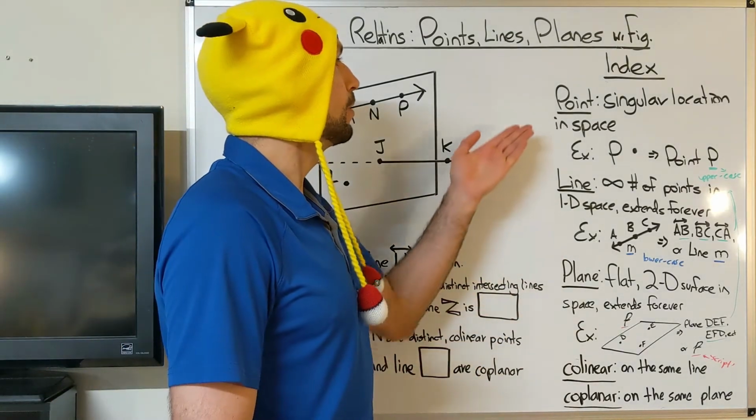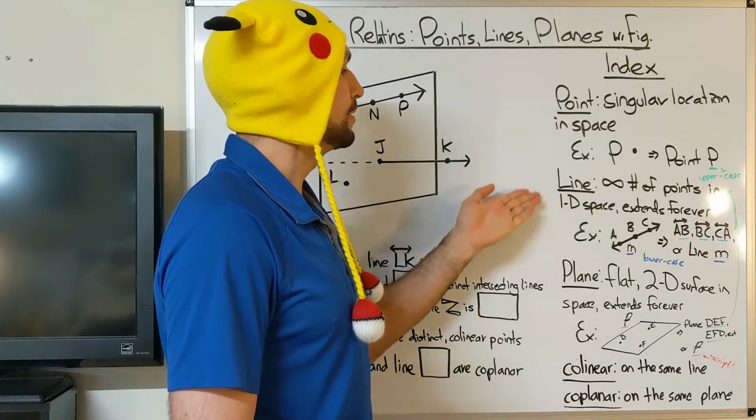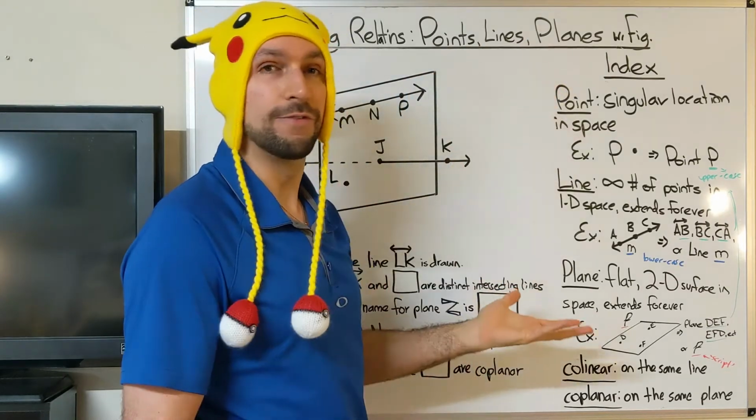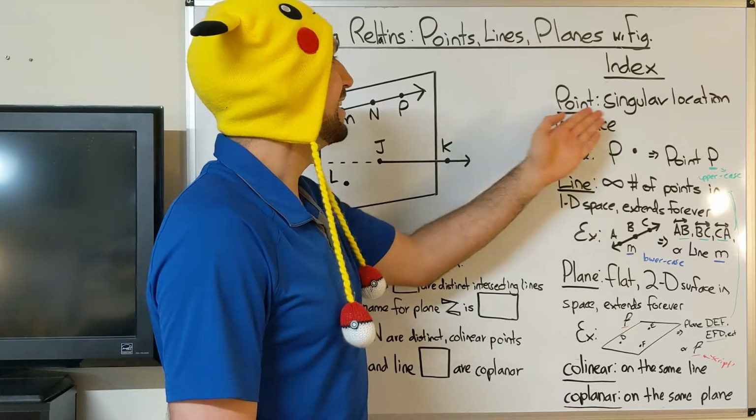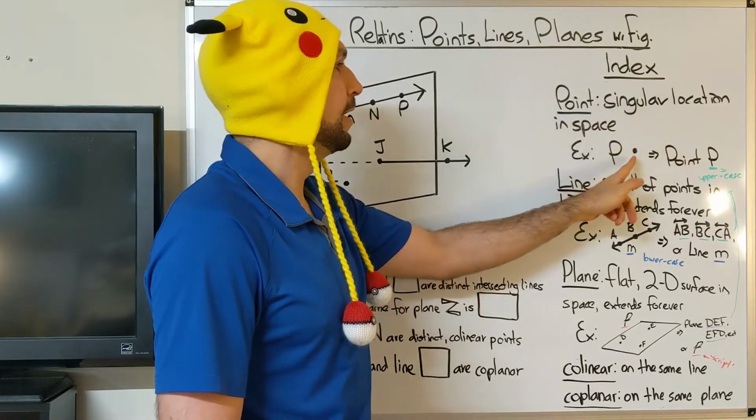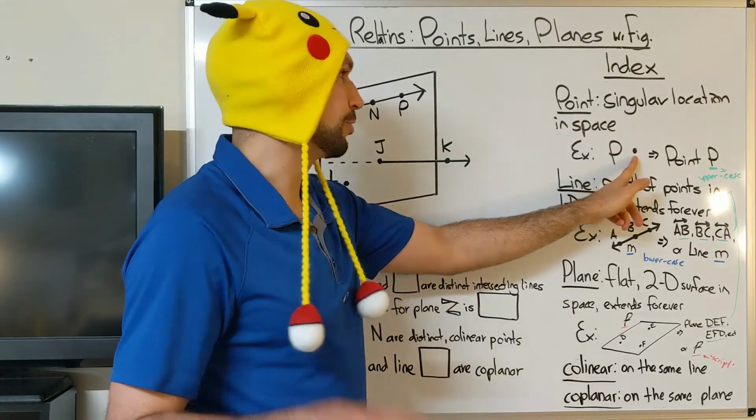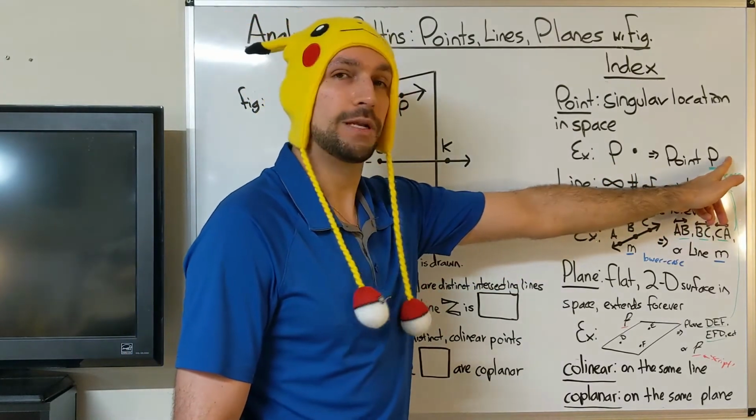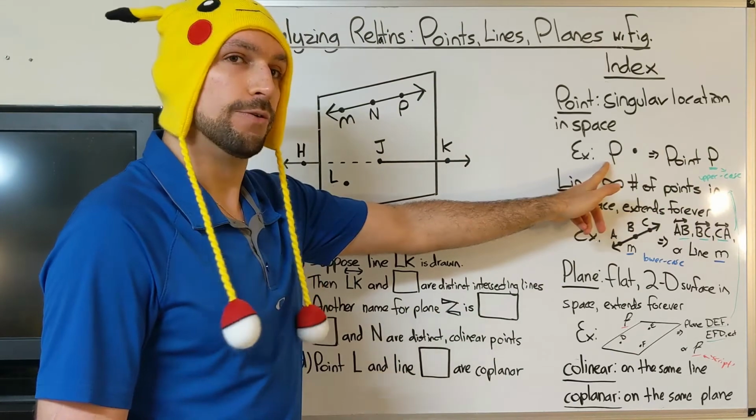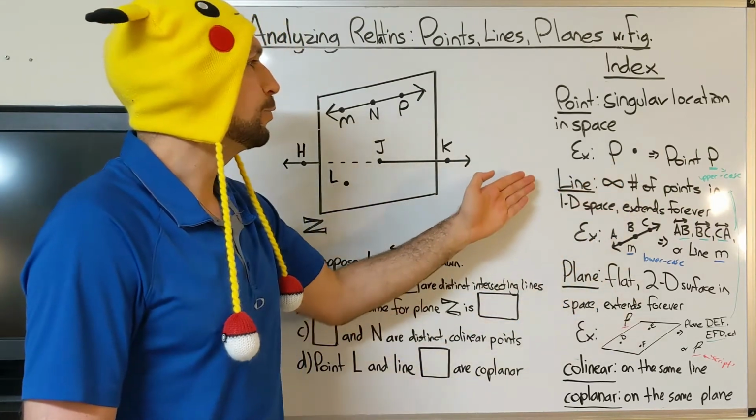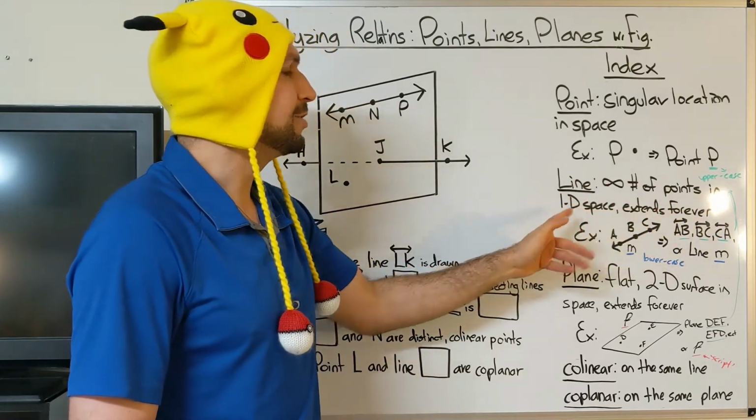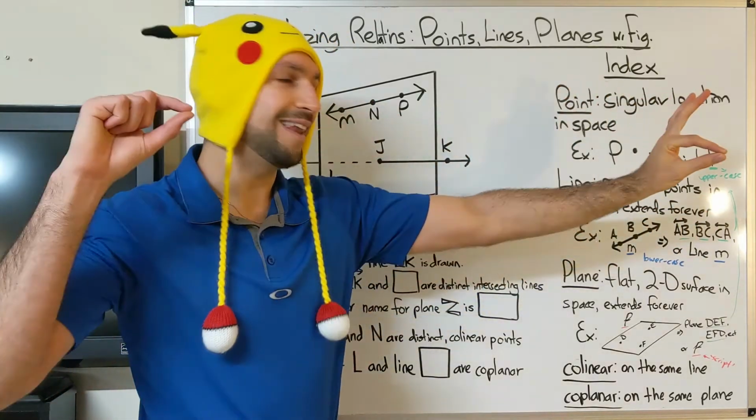So we're going to go over here and we're looking at the definitions of these different points, lines, and planes, parts of the figure. So a point is a singular location in space, just a single point, zero-dimensional. And we name them point and then the capital letter that is next to that point. Next we have lines. This is an infinite number of points arranged in one-dimensional space, so only length.